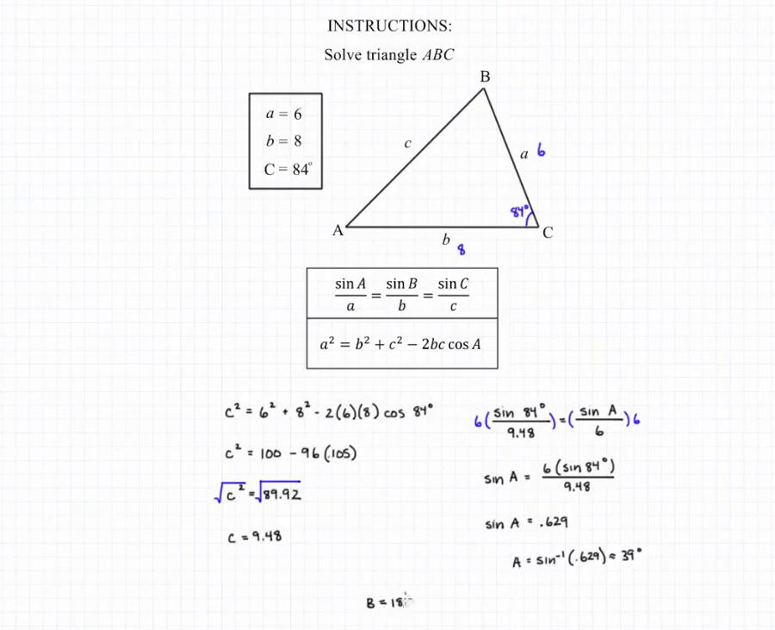To solve our last angle, we don't have to use any of the laws. We can just remember that the interior angles of a triangle have to add up to 180, so we can subtract the other two angles, which will give us our final answer, which is that the measure of angle B is going to be 57 degrees.